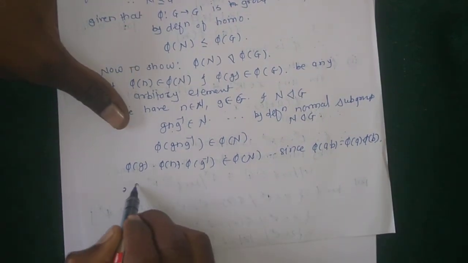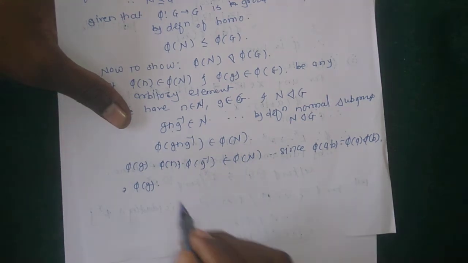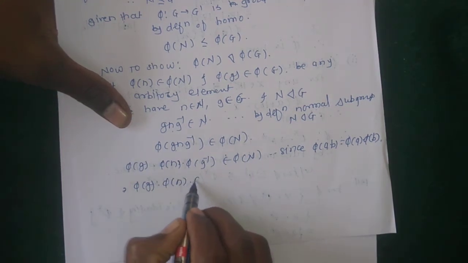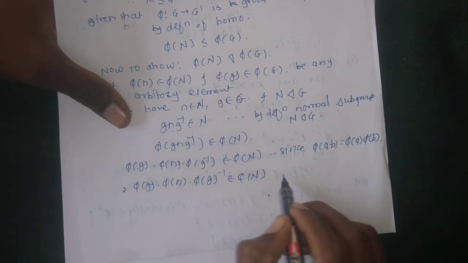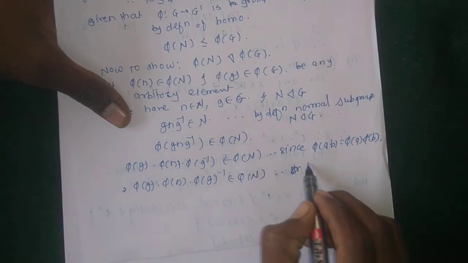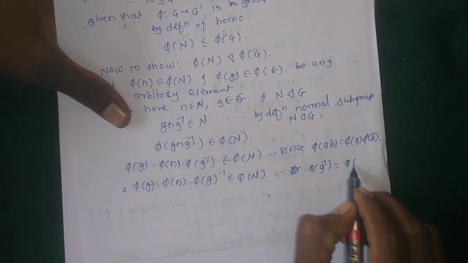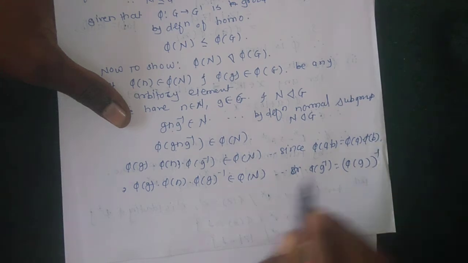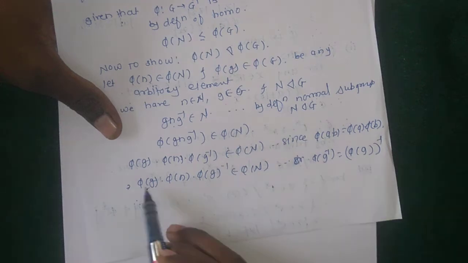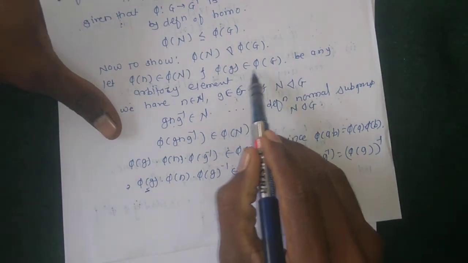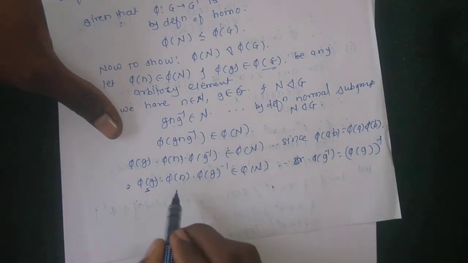But phi of g inverse is equal to phi of g whole inverse, so phi of g times phi of n times phi of g whole inverse also belongs to phi of N, since phi of g inverse is equal to phi of g whole inverse. Therefore phi of g is an element of phi of G, and phi of g times phi of n times phi of g inverse belongs to phi of N.